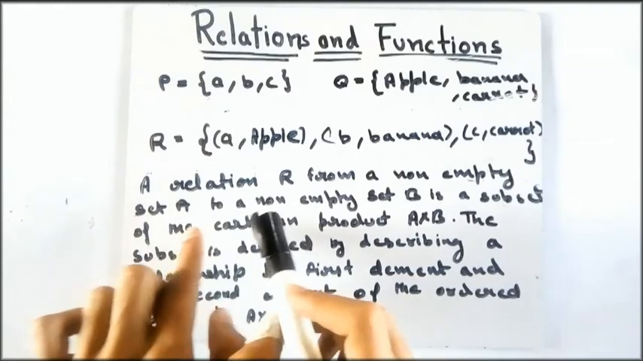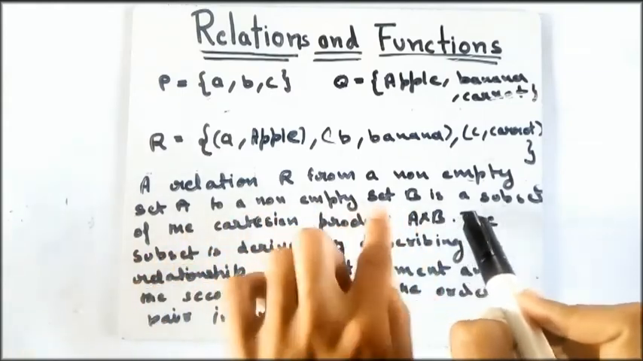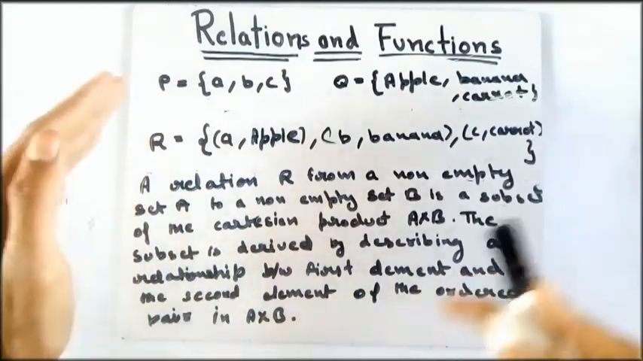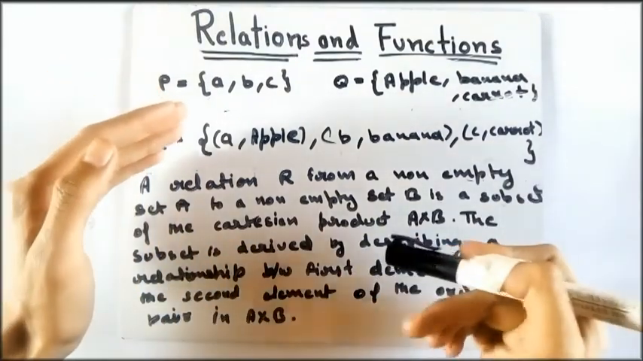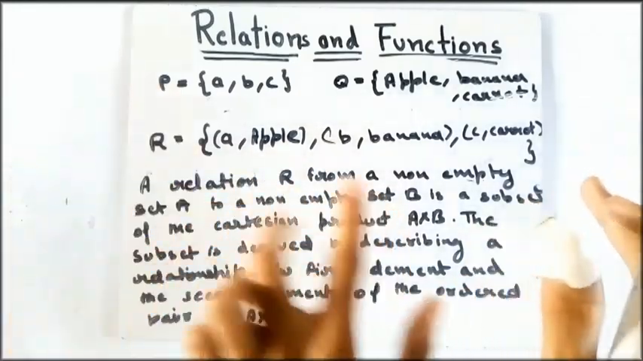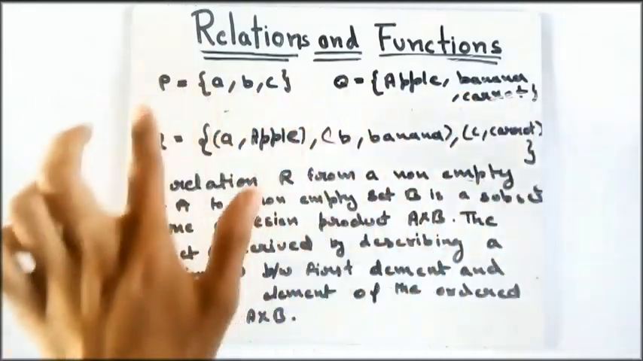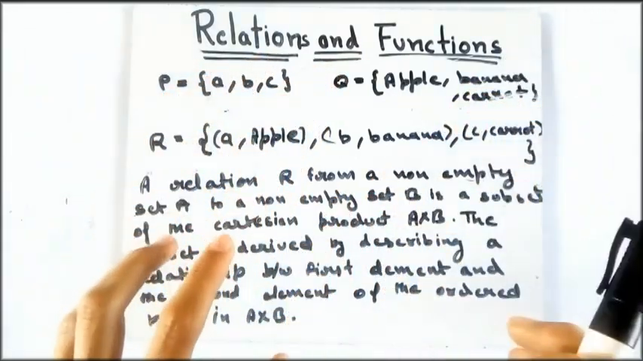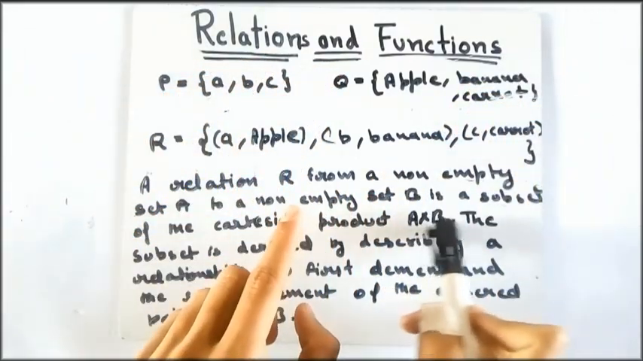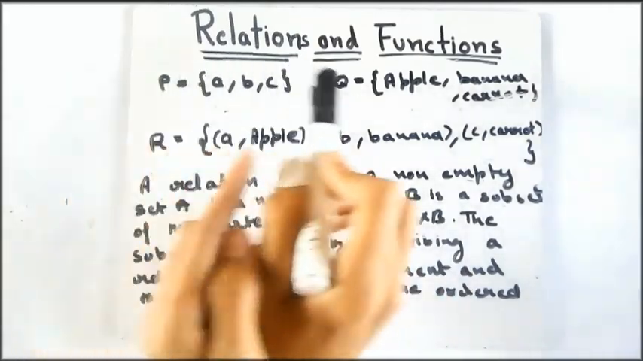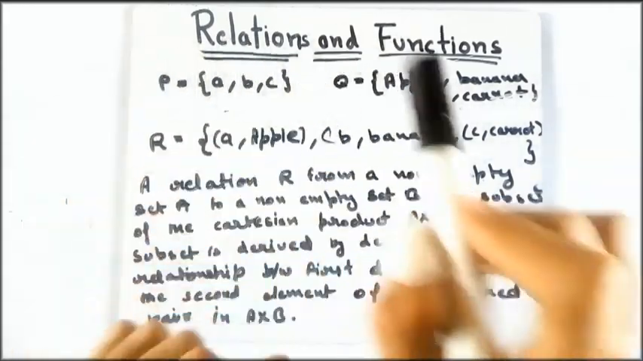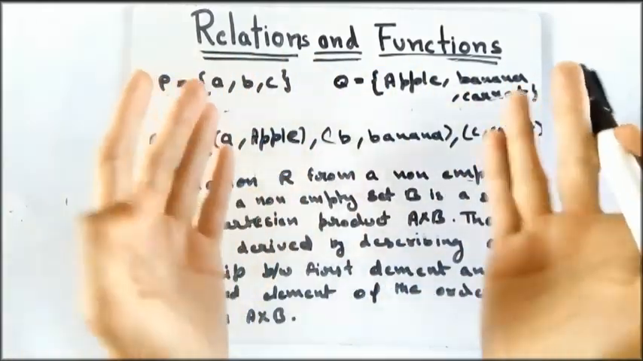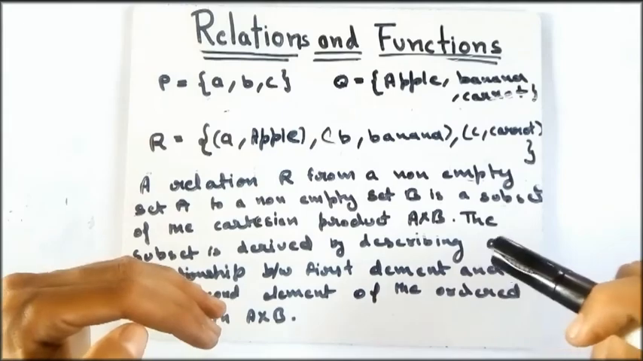Non-empty set A to a non-empty set B. Here the B set is Q, and it is also non-empty. R is a subset of the Cartesian product A cross B. This R is a subset, that means it is extracted from the Cartesian product of A cross B, right? From the Cartesian product of P and Q. We multiplied these two and extracted this from the Cartesian product.